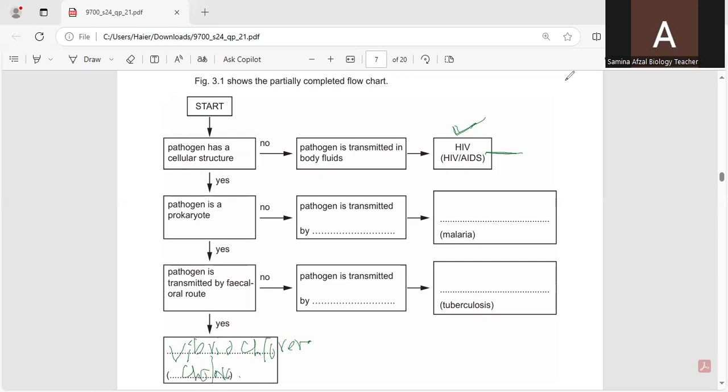On the other side, the pathogen is a prokaryote, but the pathogen is transmitted by a vector, and Plasmodium is the cause of malaria. The last one: the pathogen is transmitted by air droplets, and the disease name written is tuberculosis. So Mycobacterium tuberculosis is the name of the pathogen.